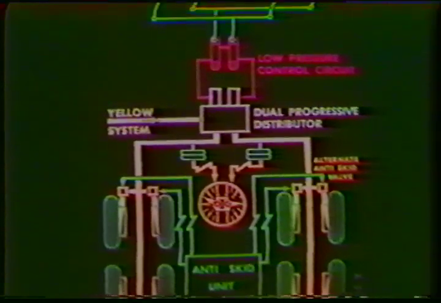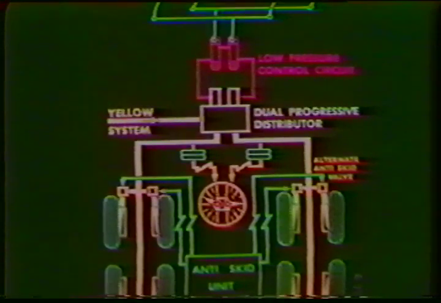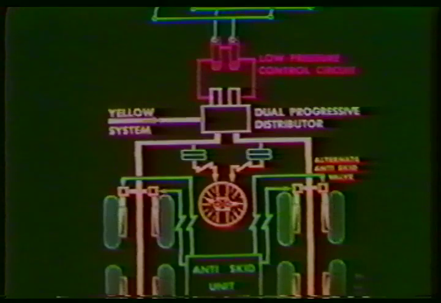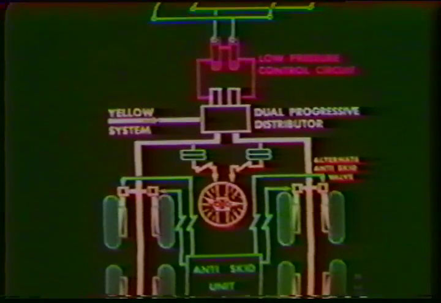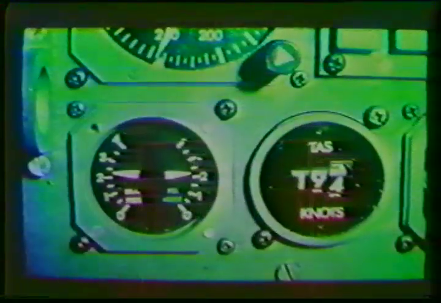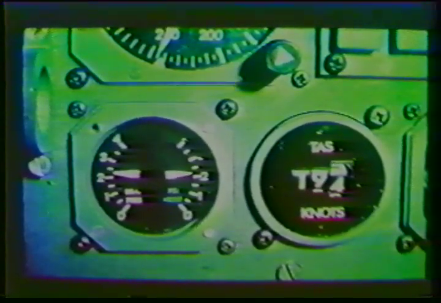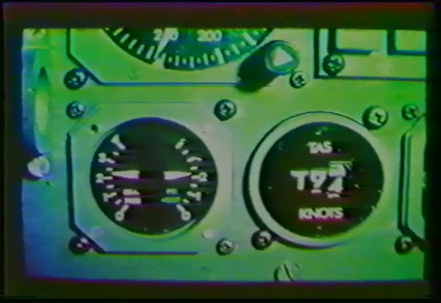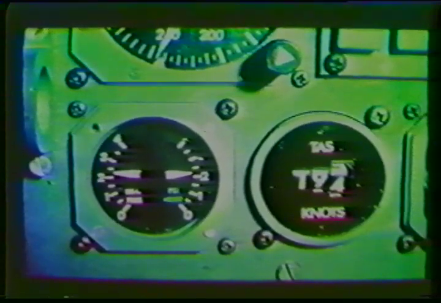The alternate braking effect is the same as that of the normal braking system, since the alternate anti-skid valves receive a release signal at the same time as the normal anti-skid valves. Yellow alternate system brake pressure is read on this dual indicator located on the center instrument panel.